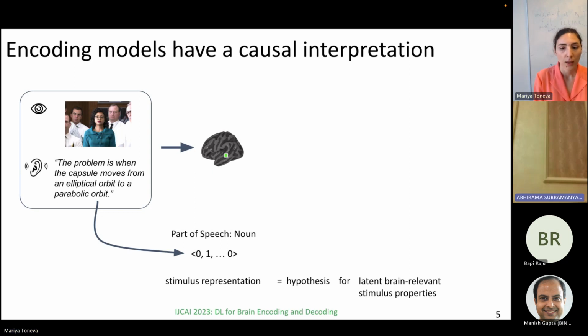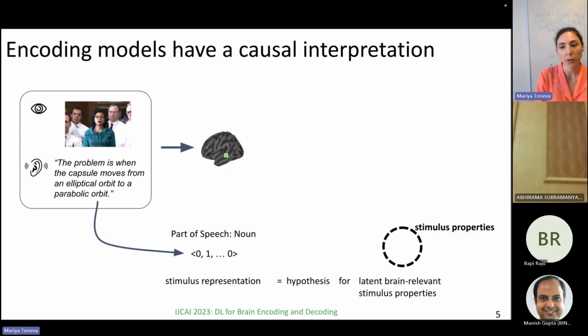And so the stimulus representation is actually a hypothesis for what kind of features of the stimulus actually affect the brain response. So these are some latent brain-relevant stimulus properties. We don't actually know what these stimulus properties are that are affecting the brain, but we have some hypotheses for them, and we'll computationally represent them with the stimulus representation.